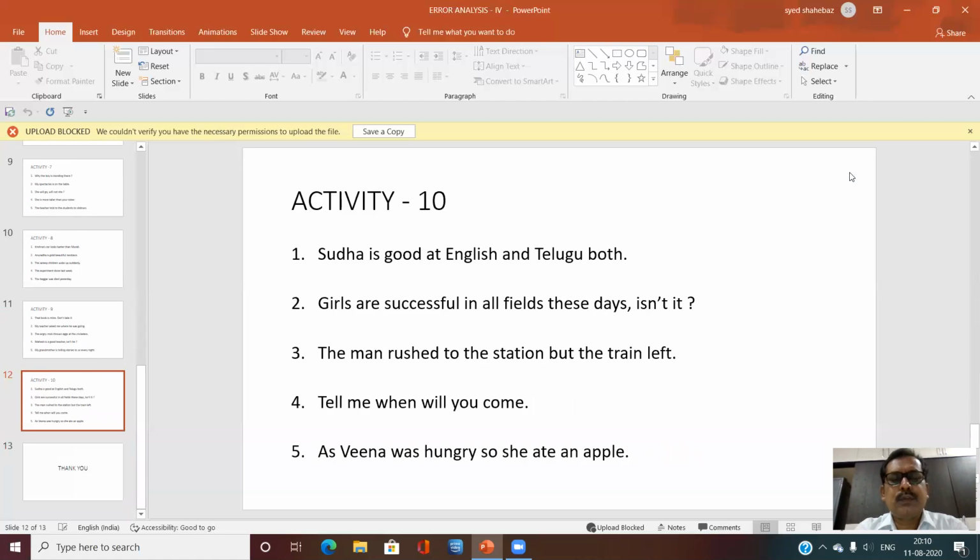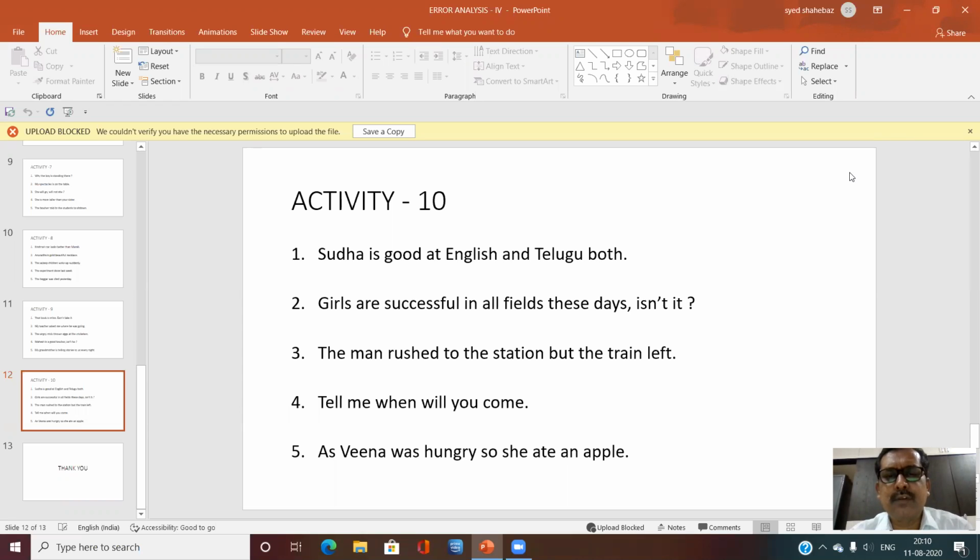Next, Sudha is good at English and Telugu both. So here the word both, the place of the word, the order of the word in the sentence is wrong. Sudha is good at both English and Telugu. That is the correct place of the word, correct order of the word. Sudha is good at both English and Telugu.